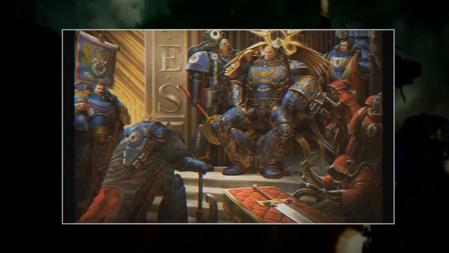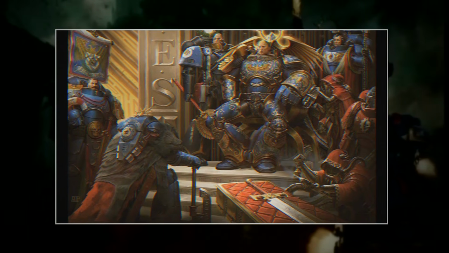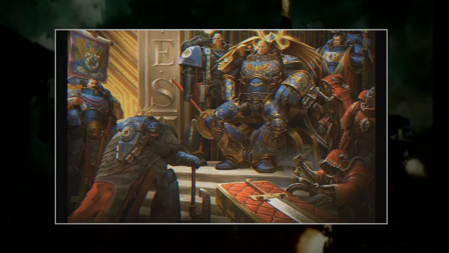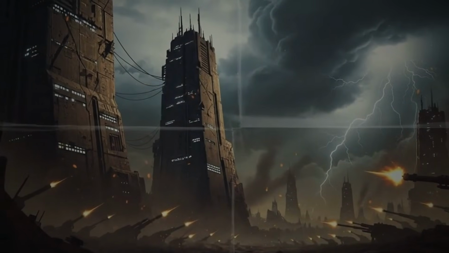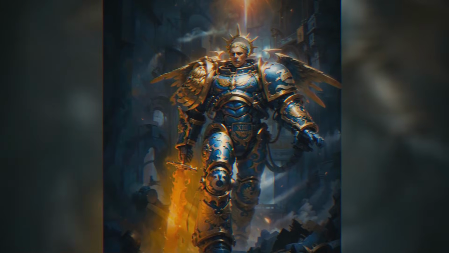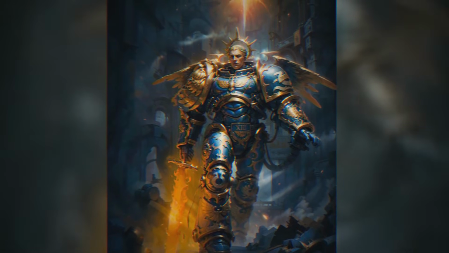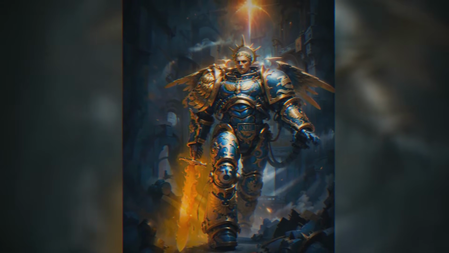Guilliman, a pragmatic and logical leader, was appalled by the waste, inefficiency, and outright corruption that permeated every level of Imperial administration. He found himself battling not just demons and Xenos, but also the very system he was trying to save, a system that had become its own worst enemy. His efforts to streamline bureaucracy and inject efficiency were met with suspicion and obstruction, a frustrating reality for a Primarch accustomed to swift and decisive action.